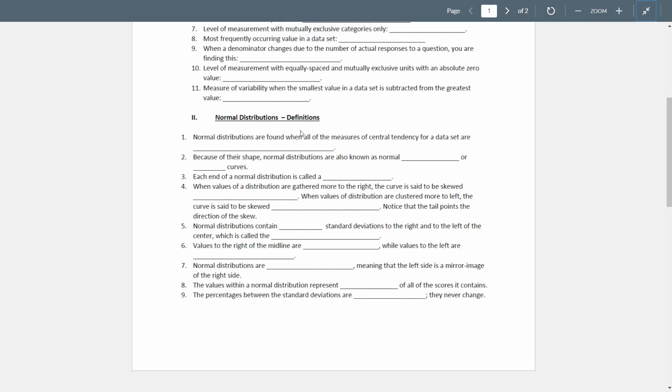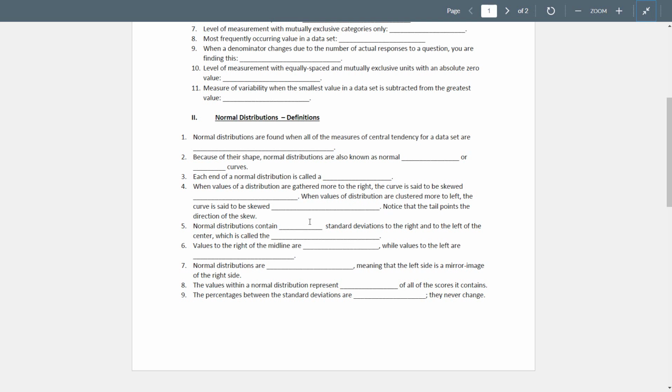Normal distributions are found when all measures of central tendency are the same, or equal. Because of their shape, normal distributions are known as normal curves or bell curves. Each end of a normal distribution is a tail. When values are gathered more to the right, so that the tail is going to the left, the curve is said to be skewed negatively. When values are clustered more to the left, so that the tail is pointing to the right, we say that the curve is skewed positively. We notice that the tail points the direction.